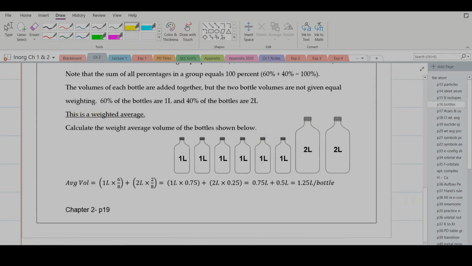Try this. We have 1, 2, 3, 4, 5, 6, 7, 8. 6 of the 8 bottles are 1 liter, and 2 out of 8 are 2 liters, or 6/8 is 3/4, 2/8 is 1/4, that adds to 1, that's a fraction adding to 1. So 1 liter times 0.75 plus 2 liters times 0.25 is 0.75 plus 0.5 is 1.25 liters per bottle. You've just done what's called a weighted average calculation.